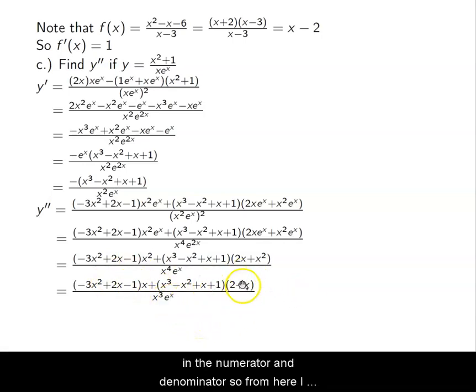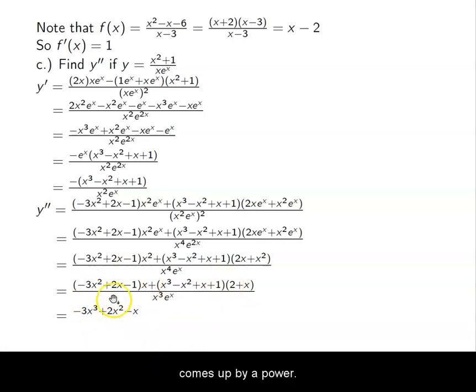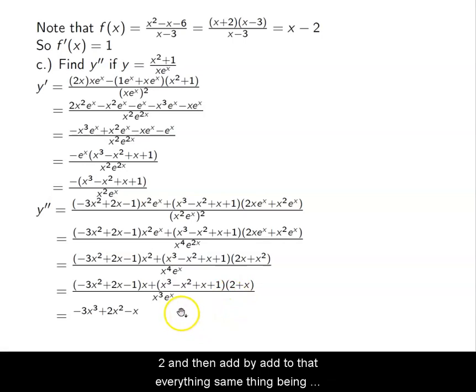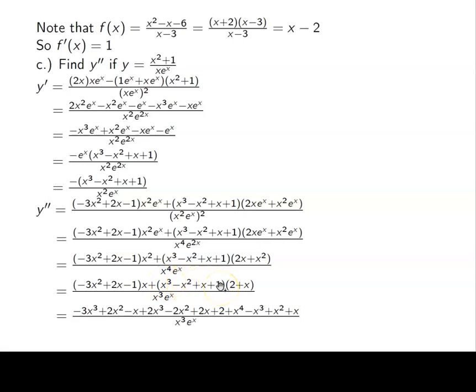So from here, I do have to multiply this out because I don't think this is factorable. This might be factorable, but even if it is, this one is not. So unless this has a factor of x plus 2, it's not going to be super helpful. So here I'm going to multiply in this x, so everything bumped up by a power. Here I'm going to multiply first everything times 2 and then add to that everything, same thing being bumped up by a power of x. Okay, so I have now everything times 2, and then plus x4, x cubed, x squared, and x divided by this. And then I'm just going to combine all my like terms.